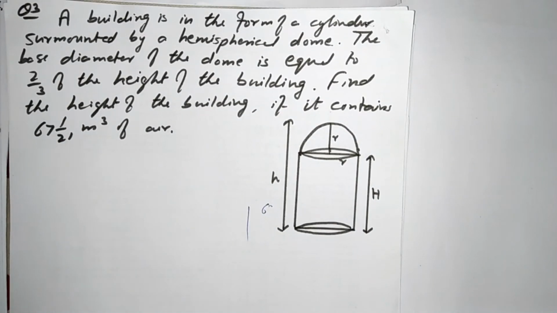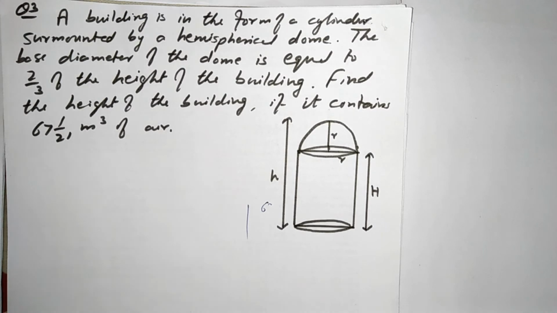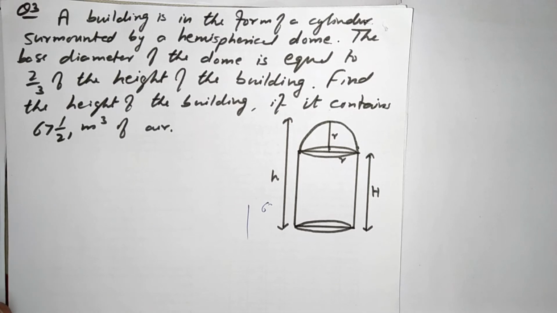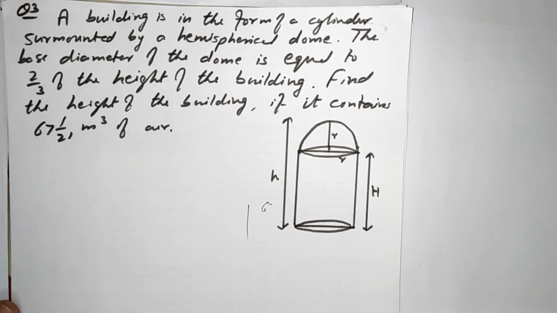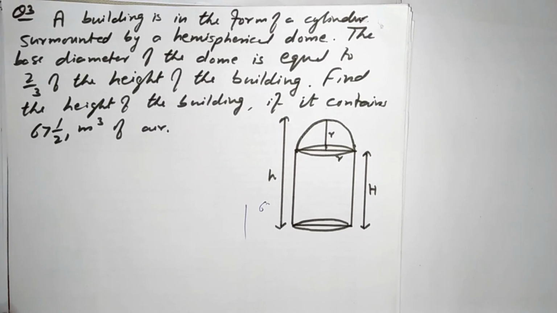Next question number 3 is, a building is in the form of a cylinder surmounted by a hemispherical dome. The base diameter of the dome is equal to 2/3 of the height of the building. Find the height of the building if it contains 67 1 by 21 meter cube of air. The volume is given to us, volume of the building.